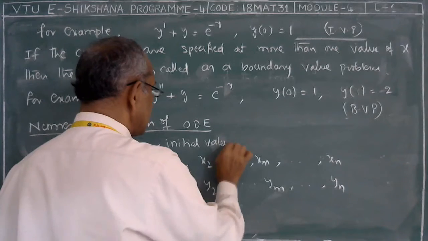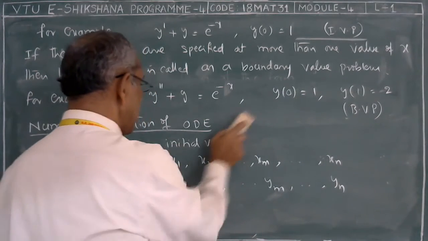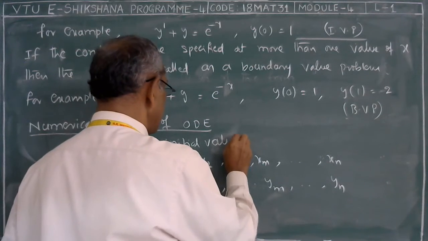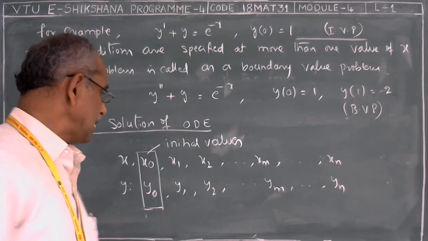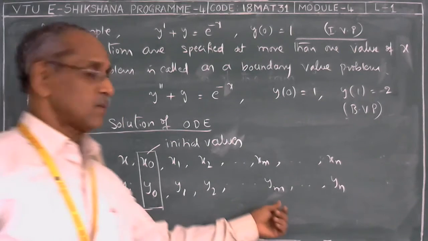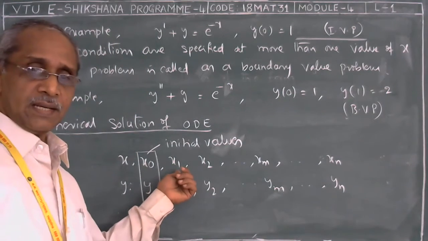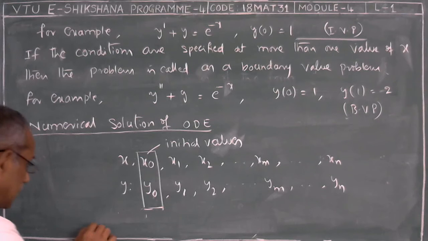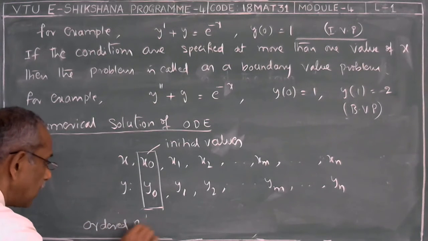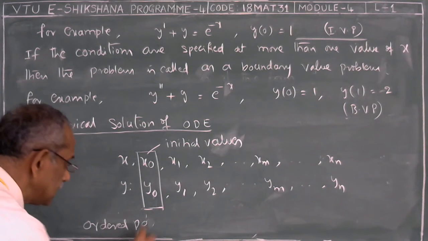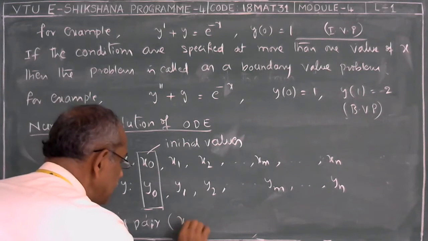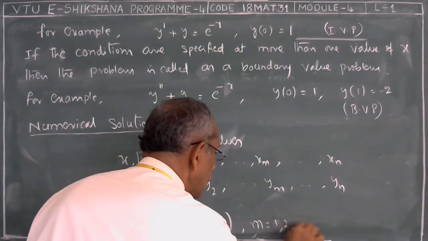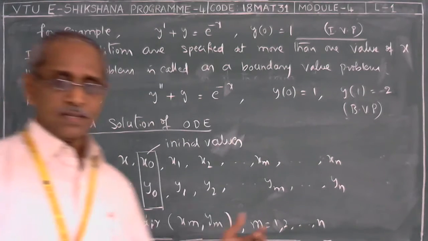With the given initial values, we try to find the values of the dependent variable y: y1, y2, up to yn, at specified equispaced values of x: x1, x2, up to xn, so that the ordered pair (xn, yn) for n equal to 1, 2, etc. satisfies the particular solution.